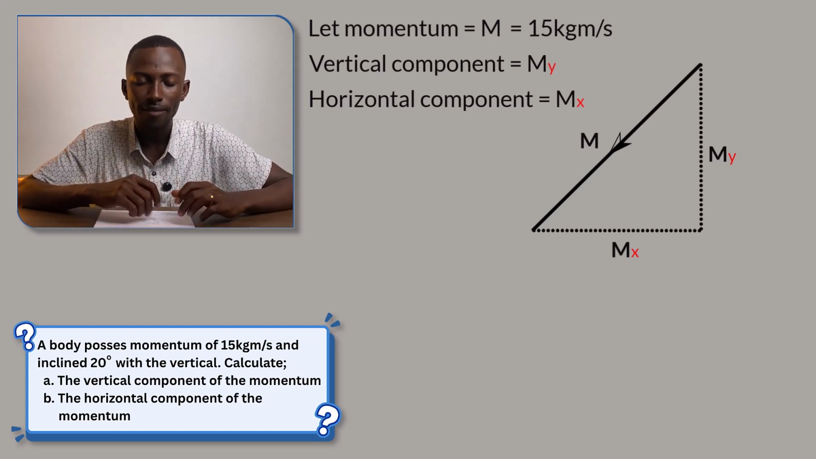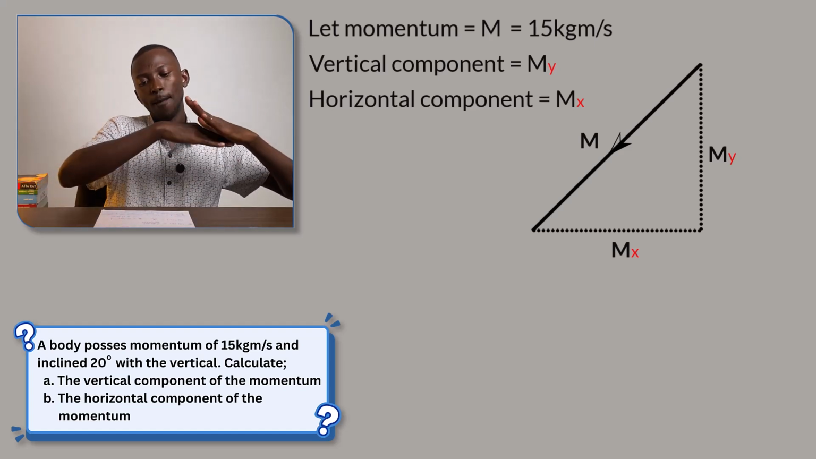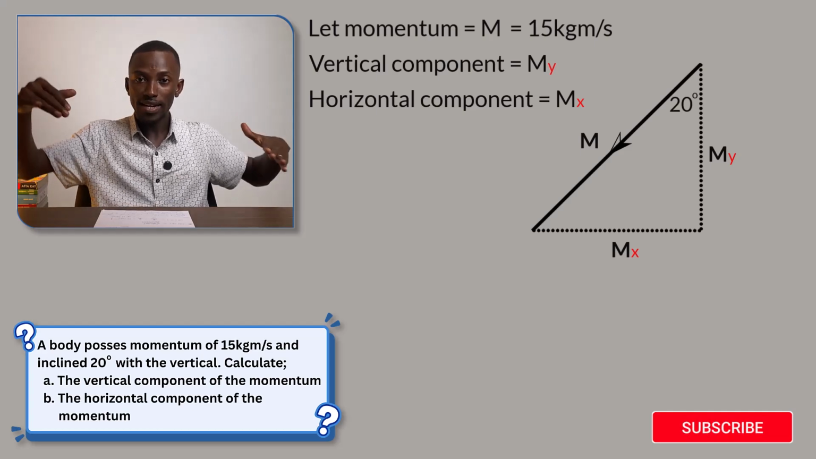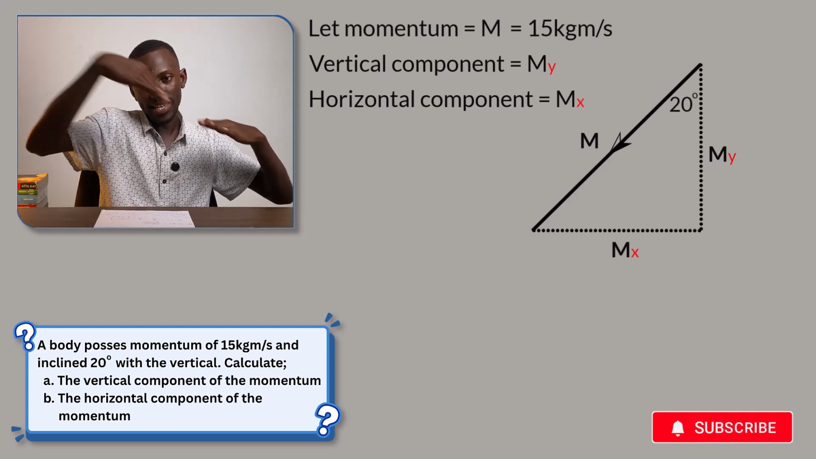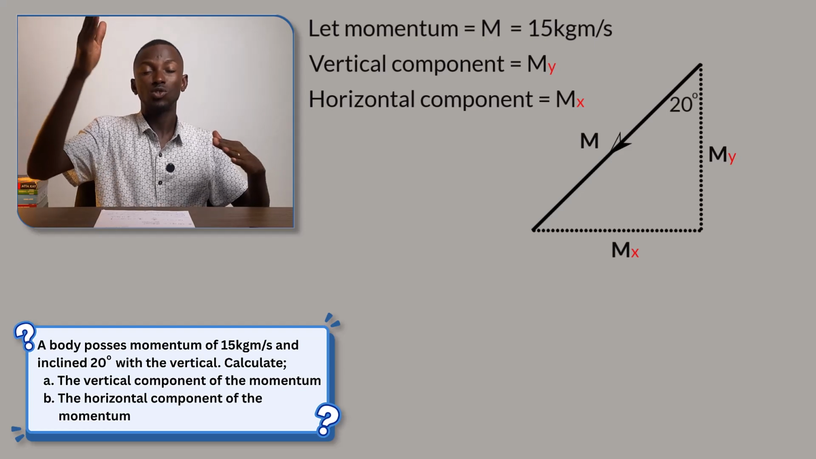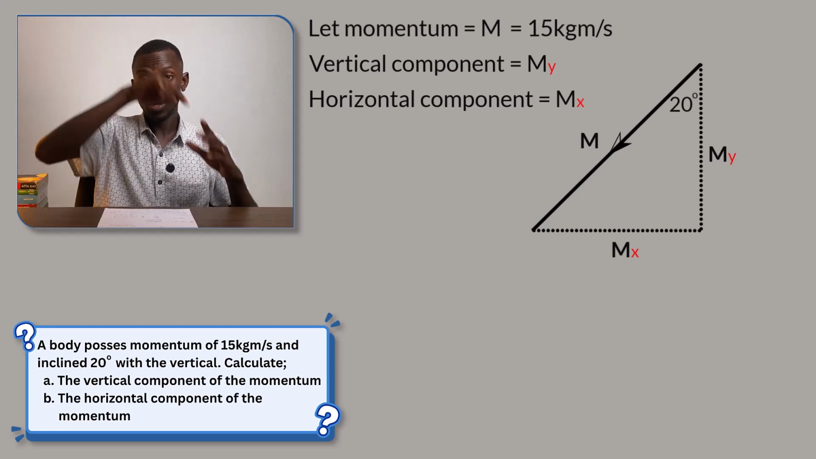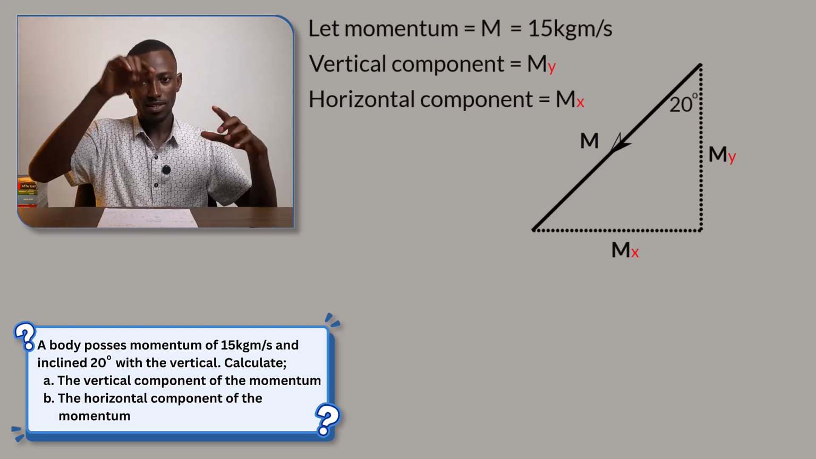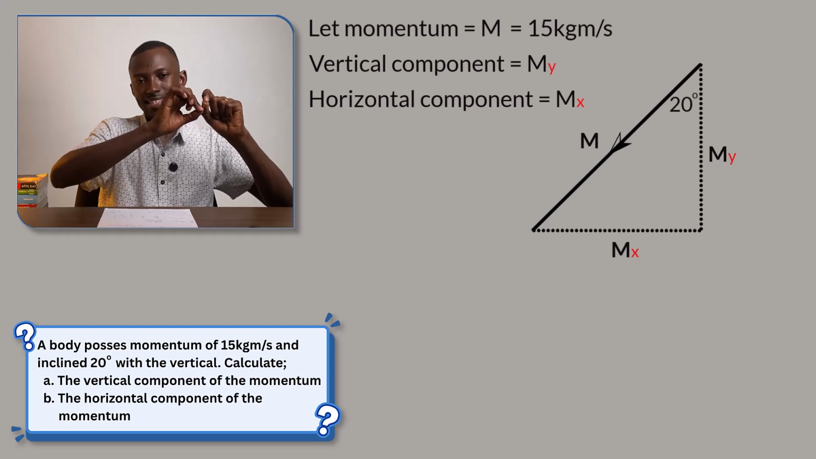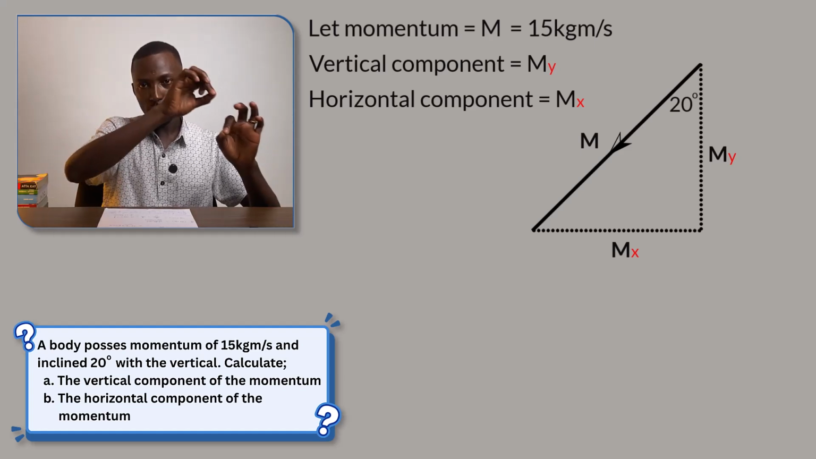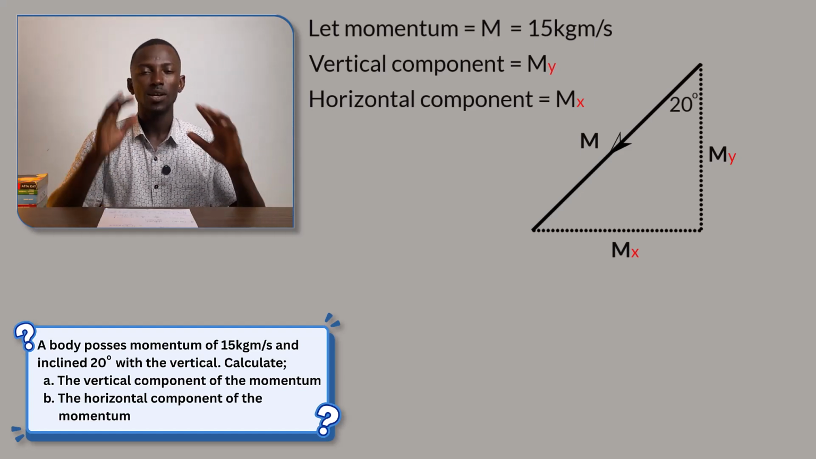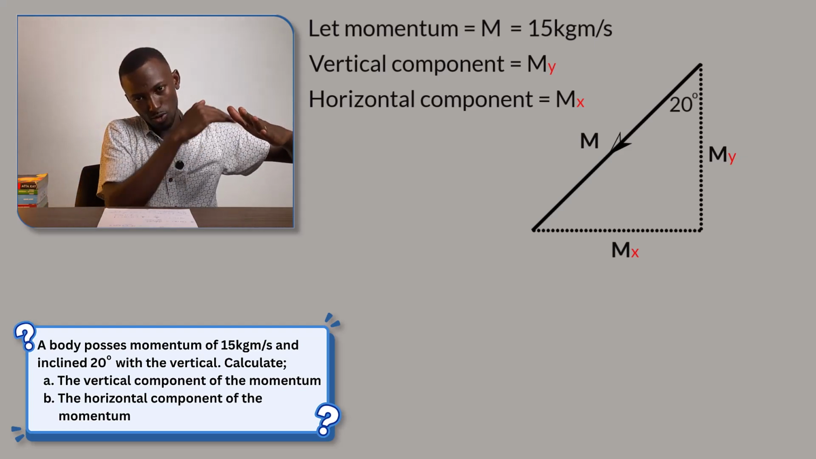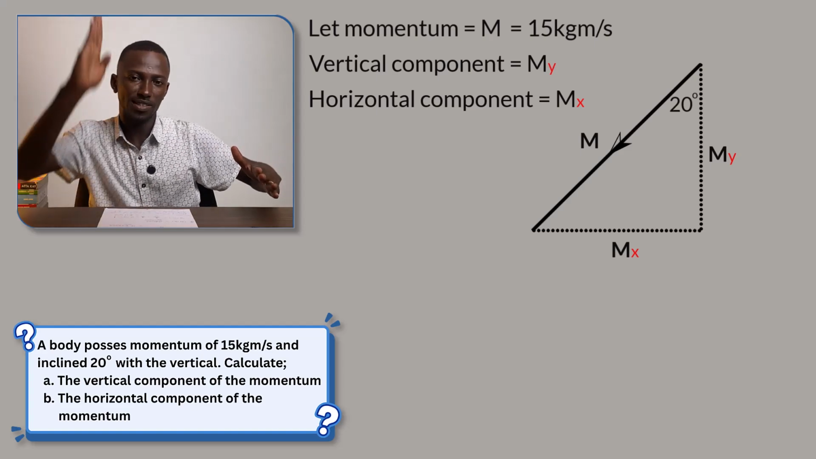Then we also have the angle at which that momentum is inclined with the vertical. So the momentum is inclined with the vertical at 20 degrees. You can see the 20 degrees at the top. That original momentum is the one with the arrow on top. And now the question is asking you to split this single momentum into horizontal and vertical.